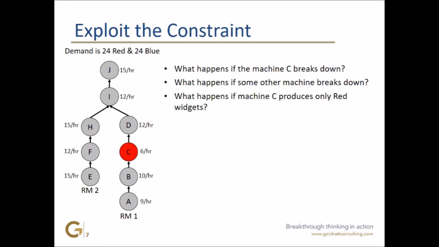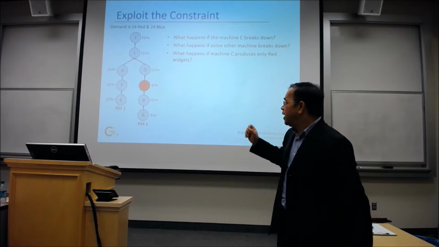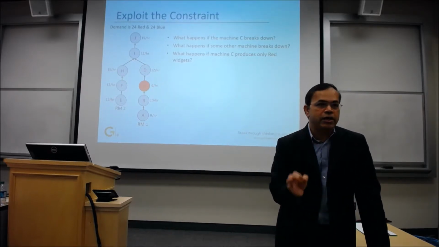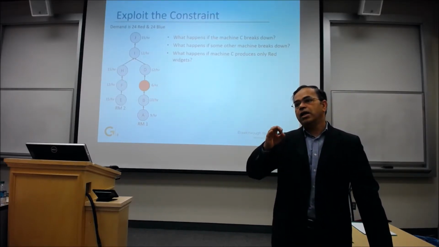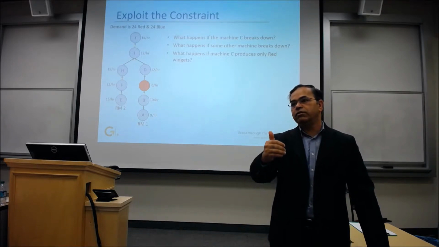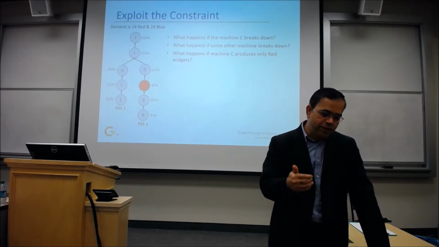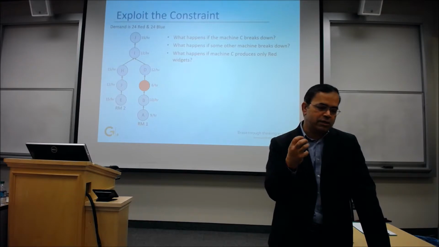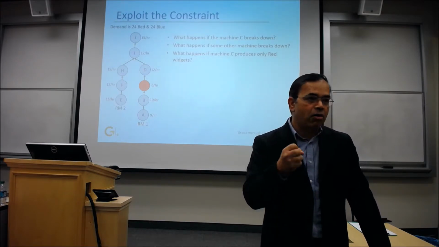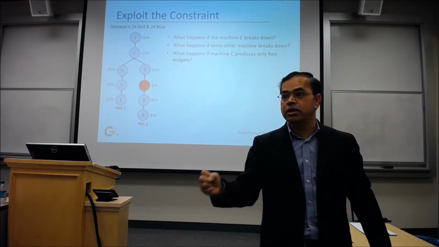So what does it mean? What did we just conclude with? This very simple example, right? That knowing where the constraint is gives management a focus: if we make sure, as managers, that C is running all the time, we are making money all the time.